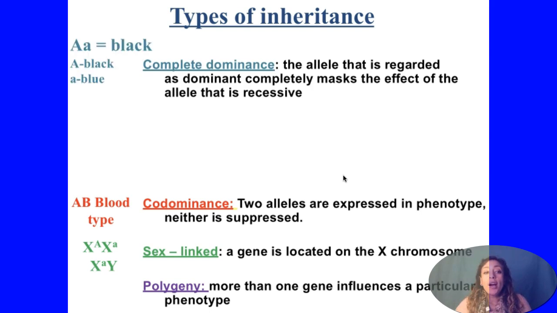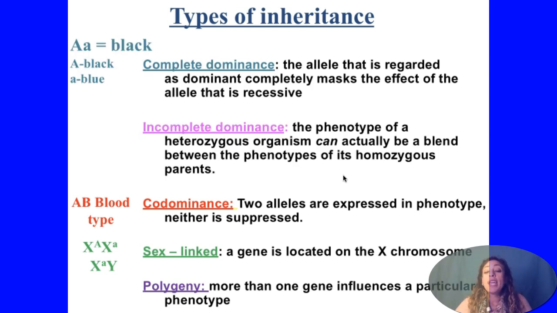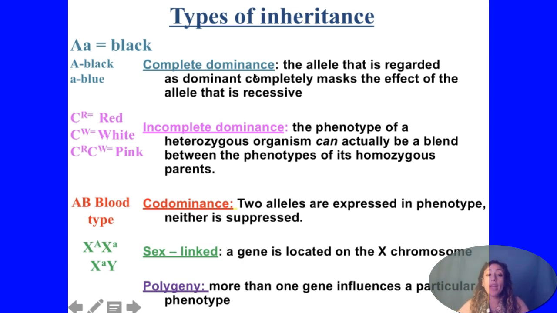So now we're going to talk about different types of inheritance. Now these are non-Mendelian inheritance that we're talking about. Before, we did talk about complete dominance, that's Mendelian inheritance. I just wanted to recap on that. Remember, that's when an allele is regarded as dominant and it completely masks a recessive allele in another case. So let's say big A will always completely mask little a.